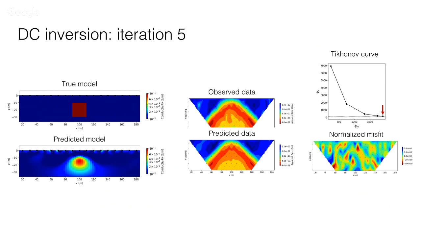So that's pretty good, right? After 5 iterations we have observed and predicted data, and we'll come back to that. We've got a model that is in the right place, at the right depth. It's smooth at the edges, but our objective function was one where we're looking for a model that's smooth and small.